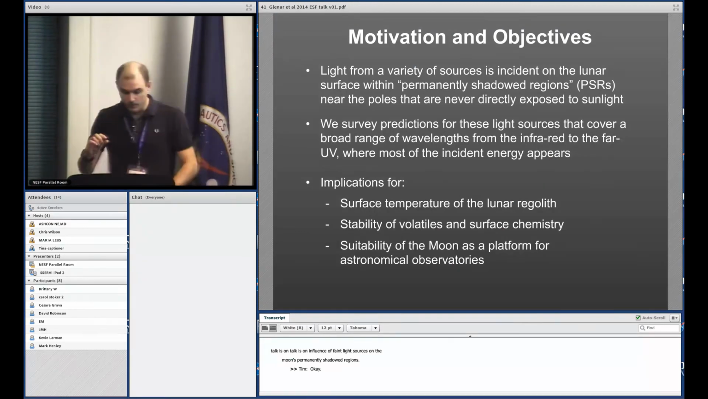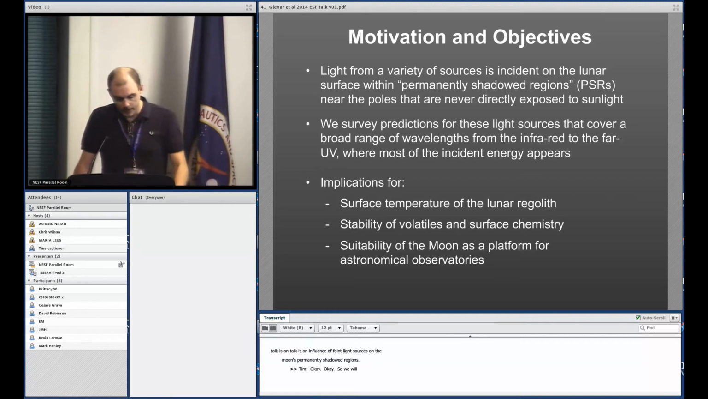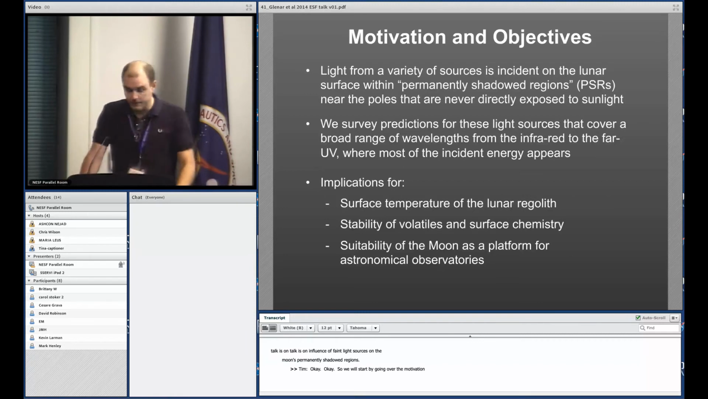Okay. So let's start by going over the motivation and objectives of this study. So basically, light from a variety of sources is incident on the lunar surface.